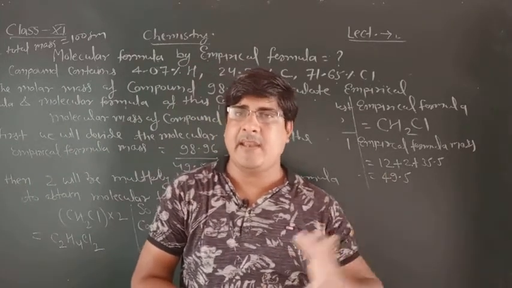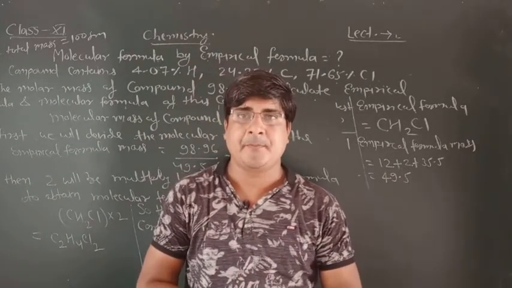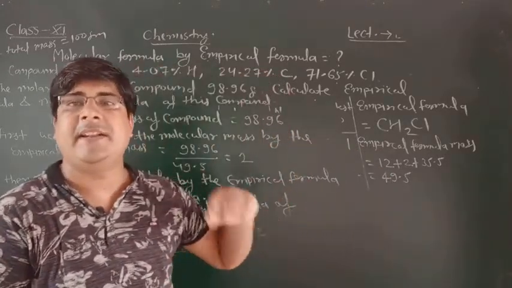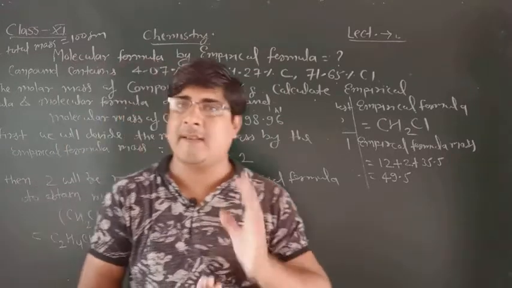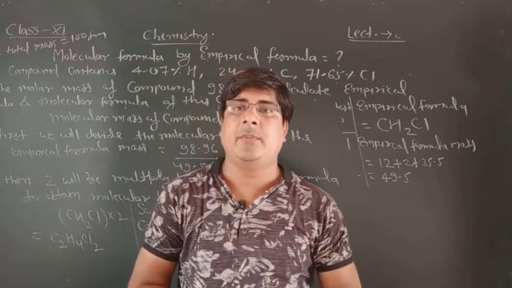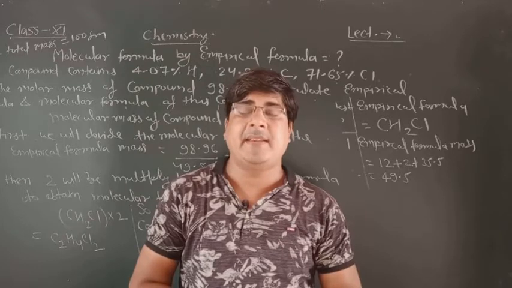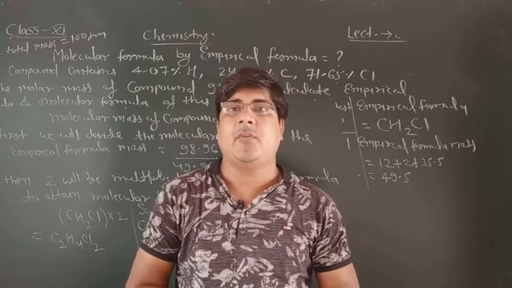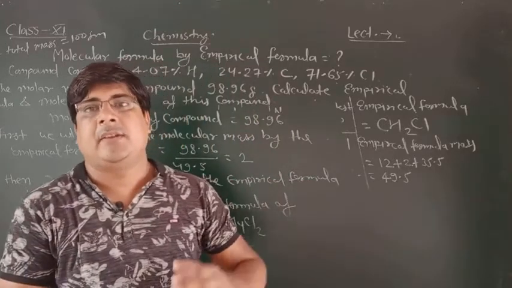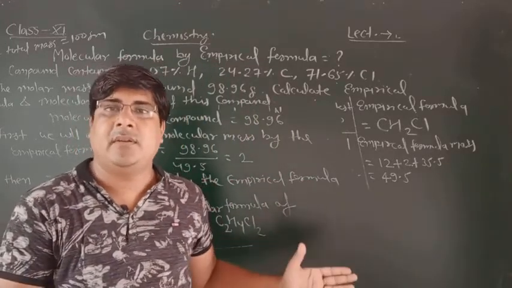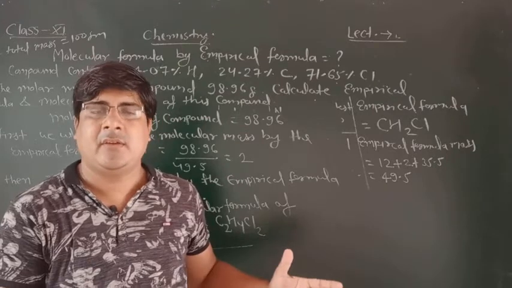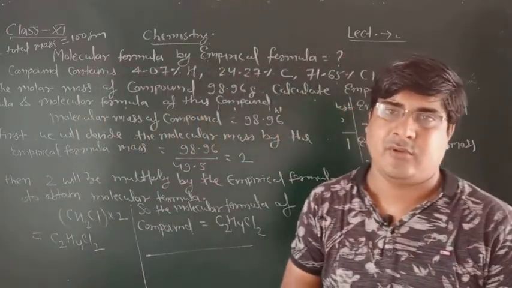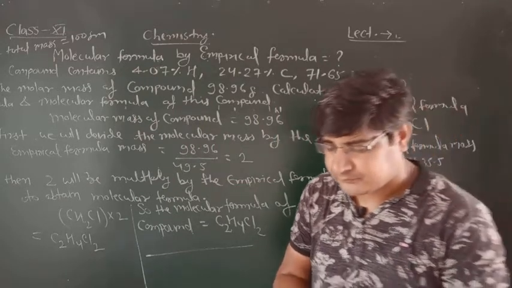That simplest ratio is the empirical formula. Then calculate the empirical formula mass. The molecular mass will be divided by the empirical formula mass, and the number obtained will be multiplied by the empirical formula. After multiplication, you will find the molecular formula. So we can easily find the molecular formula from the empirical formula.